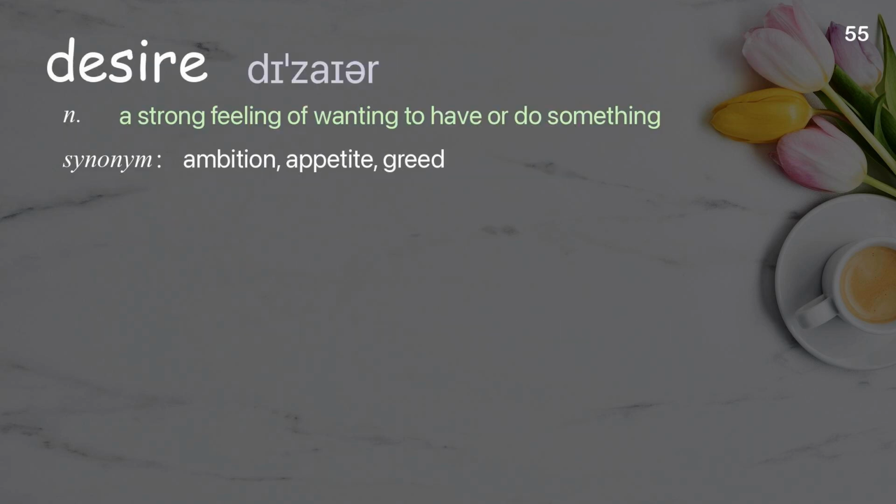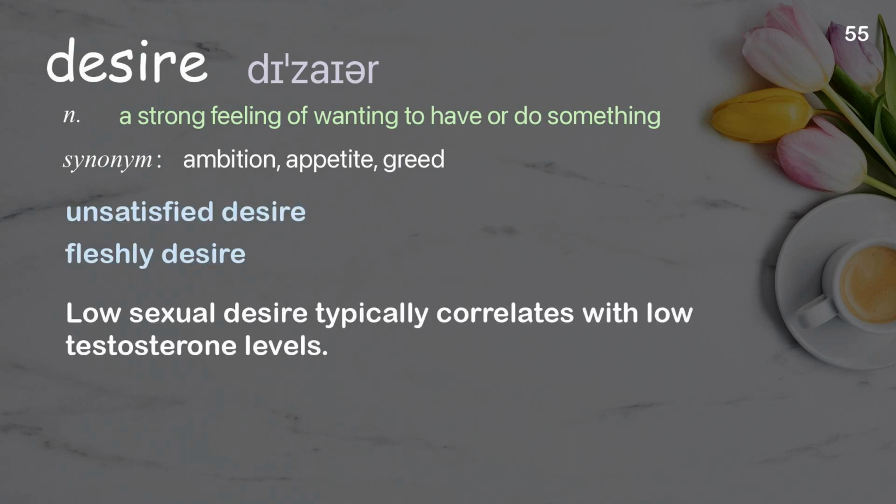Desire. A strong feeling of wanting to have or do something. Examples: Unsatisfied desire. Fleshly desire. Low sexual desire typically correlates with low testosterone levels.